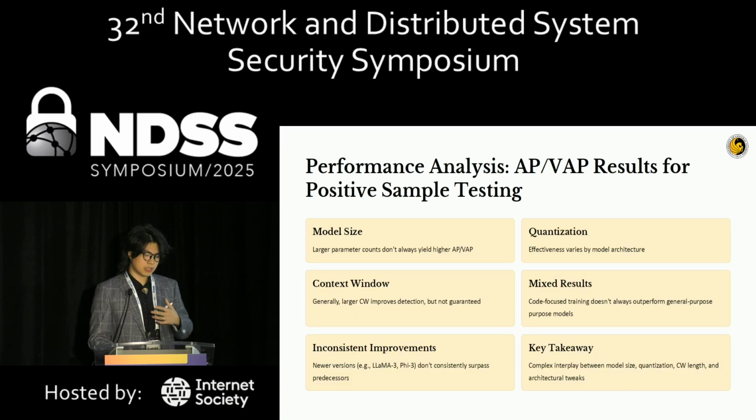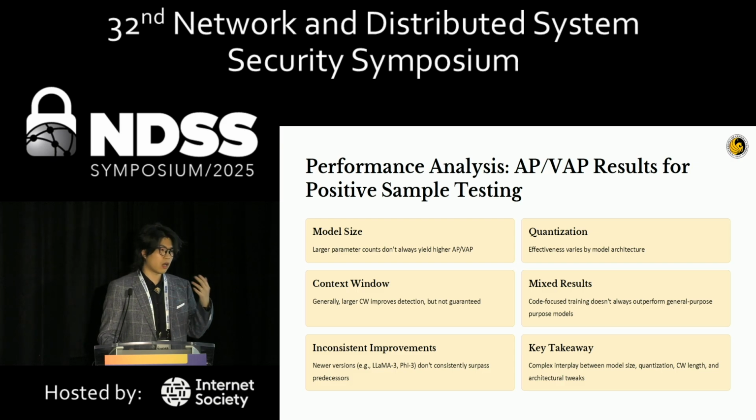In summary, for this test on vulnerable files, we see no simple rules for performance. Larger models don't always yield higher AP or VAP, and quantization works differently depending on the architecture. Typically, a bigger context window helps. Overall, the findings underscore a complex interplay of model size, quantization, and architecture.